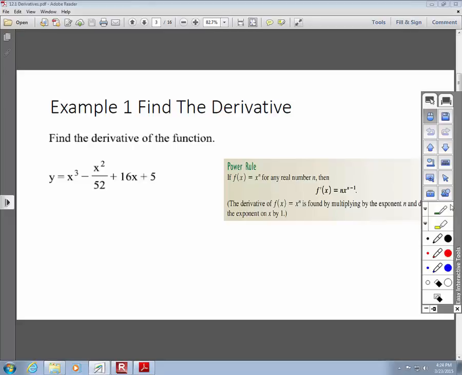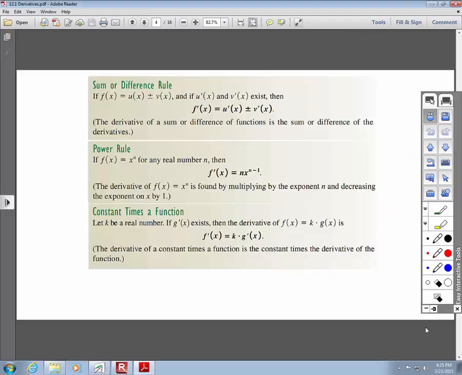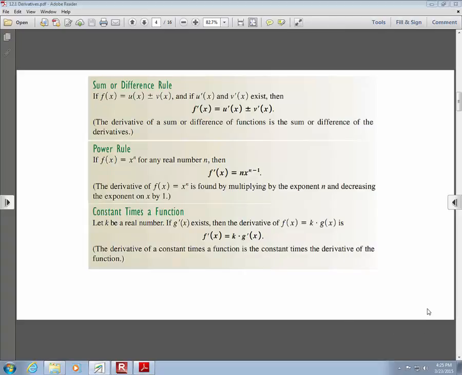All right, next slide. So here are some more rules, okay, to go with what we've been looking at. We have the sum and difference rule. You have a sum and difference rule, and that's what we just did. The sum and difference means we're adding or subtracting many functions together, okay? And in that sum and difference rule, we use the power rule to take the derivative, okay? That's what we did in that last slide.